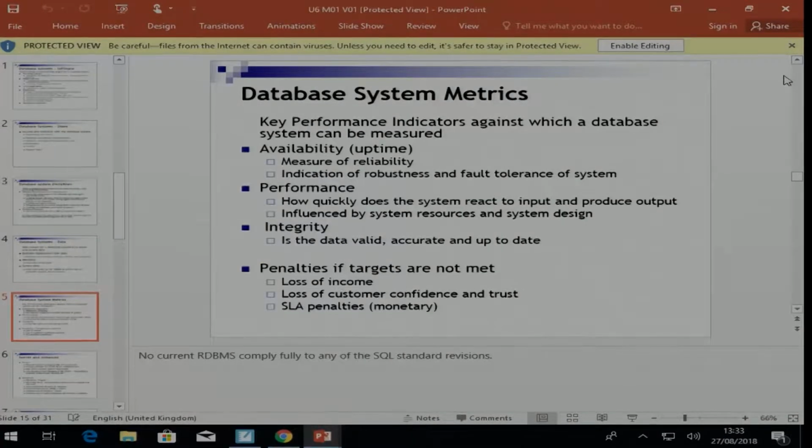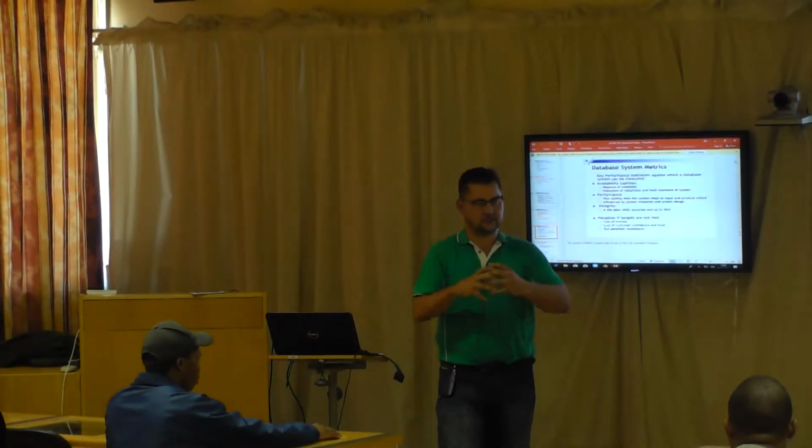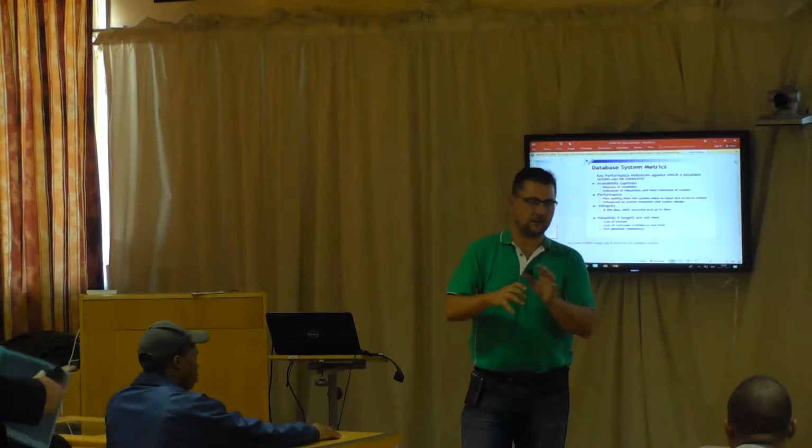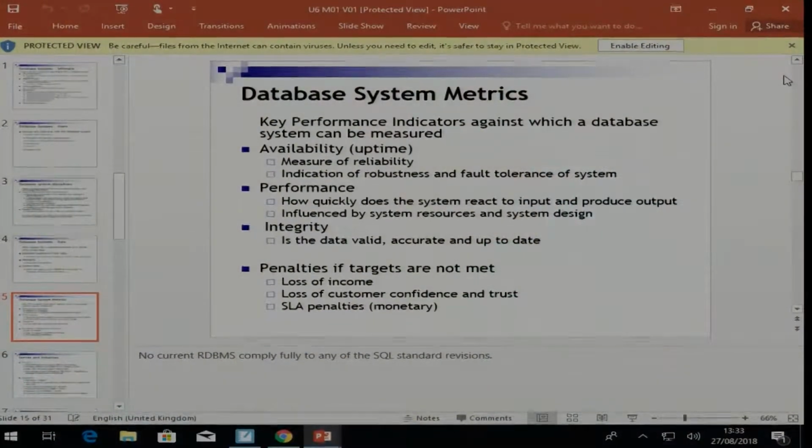And then there's a mention about the database system metrics. What is the most important feature? How do you test the database? You're looking at these 3 guys: the availability, performance, and integrity. Availability, talking about is the data available, can you access it? Then the performance, how quickly does the system process your request and return your result based on that? And the integrity ultimately is your data which you're seeing valid, accurate, and up to date.